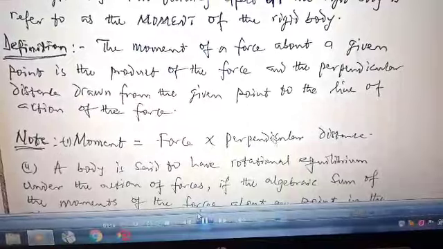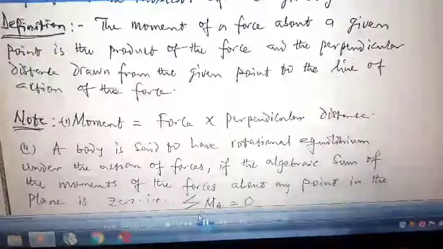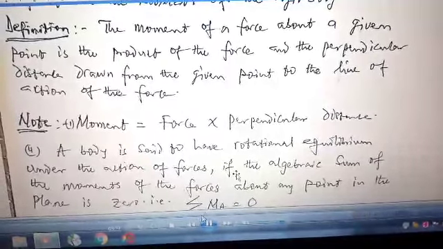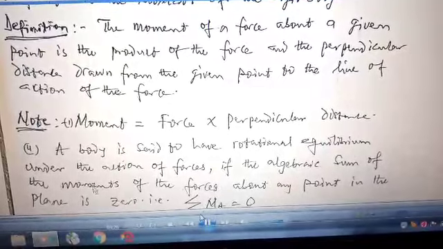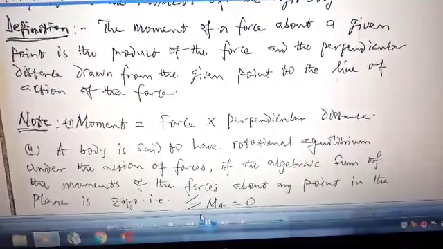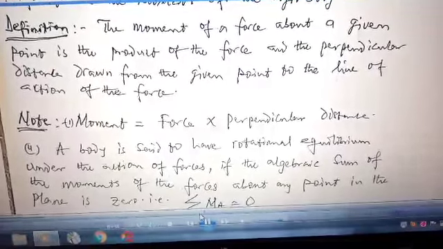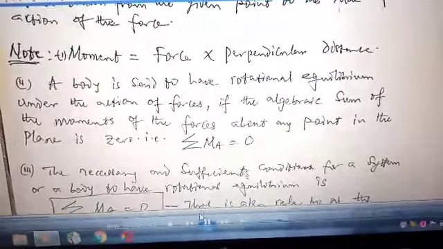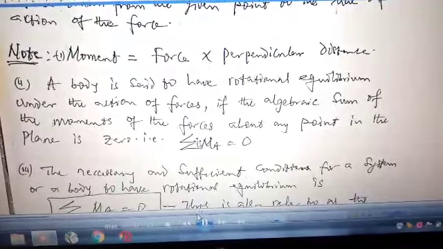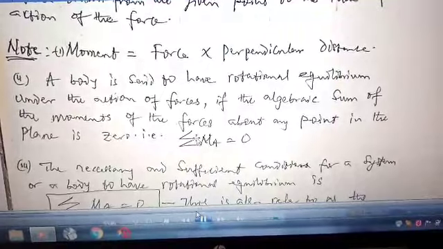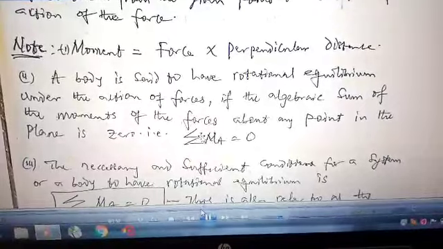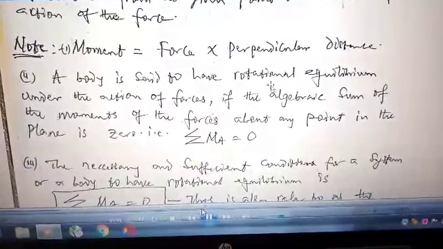That's number one thing. Please put this in your medulla. Number two, a body is said to have rotational equilibrium under the action of forces if the algebraic sum of the moments of the forces about any point in the plane is 0. What do I mean by that? When you take the sum of all the moments about a given point on the body, if the sum of all the moments about that given point is equal to 0, then you say that body is experiencing rotational equilibrium. This is different from translational equilibrium.